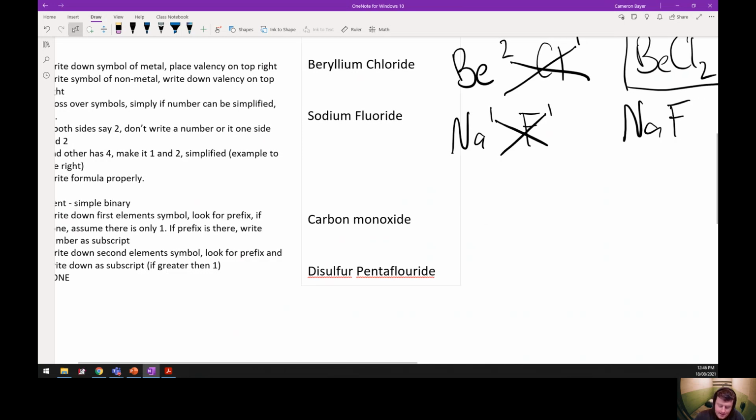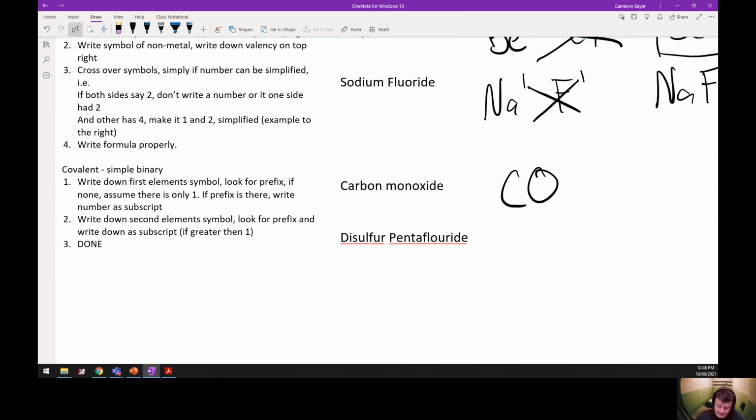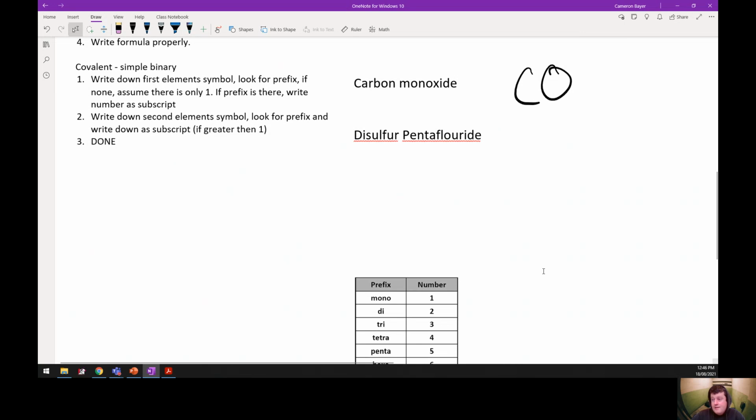So carbon monoxide: carbon, there's no prefix in front of it, so it's just going to be a 1. There's only going to be one of them. And monoxide just means one oxide. So when I write it, carbon monoxide, CO. Easy as that.